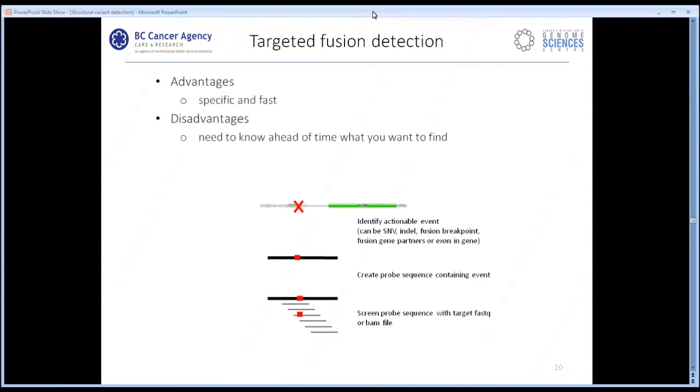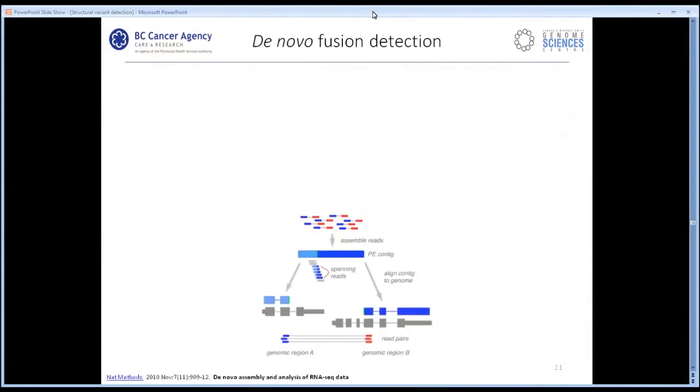The advantages of this is that it's very specific to the events that you're interested in, and it's very fast. This can complete and give you results in approximately 2 hours. The disadvantage of this is that you need to know ahead of time what you want to look for in the particular sample. Another method that we use is de novo fusion detection.